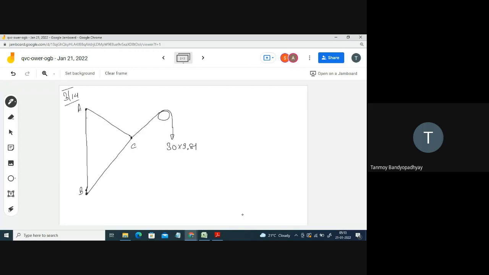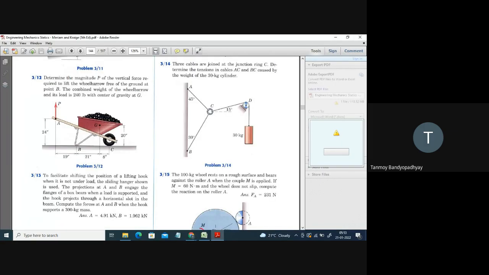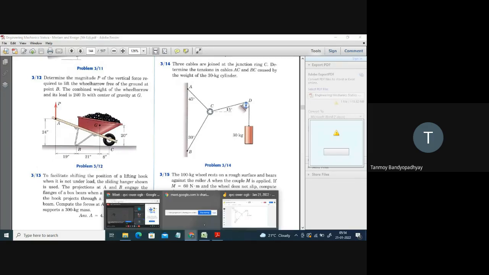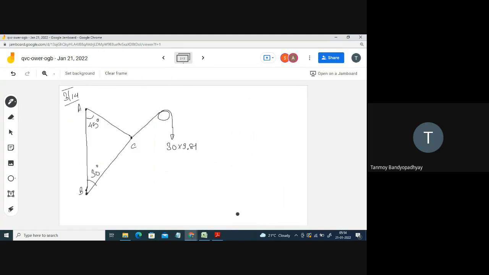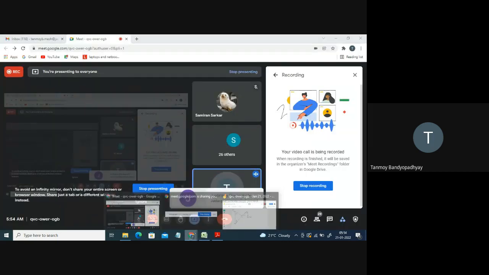So এই অ্যাঙ্গেলটা কত দেওয়া আছে? This angle is given to be 45 degree. This angle is given to be 30 degree. So we are supposed to find out what are the tensions in the cables AC and BC that are caused due to the weight of the 30 kg cylinder. So this inclination angle is also given. এই inclination angle টা কত দেওয়া আছে? This inclination angle is given to be 15 degree. এইটা. So this angle that is given to be 15 degree. So কিভাবে করব? Any idea?